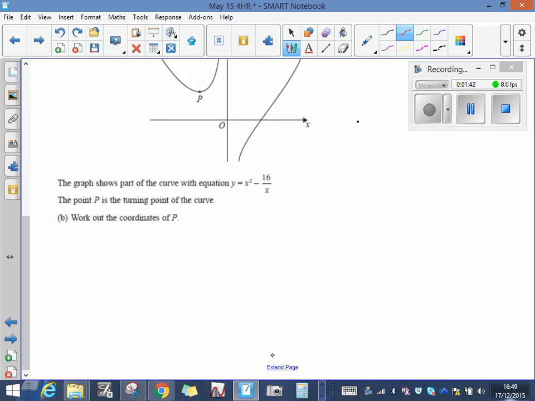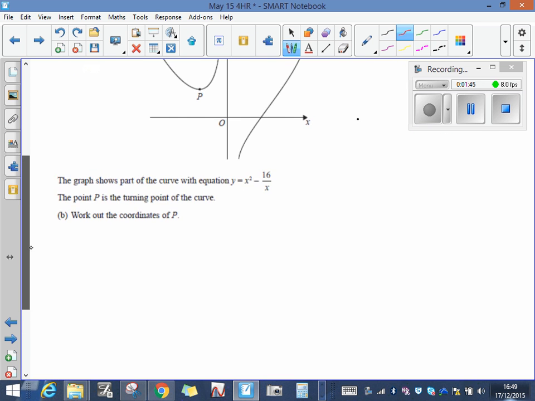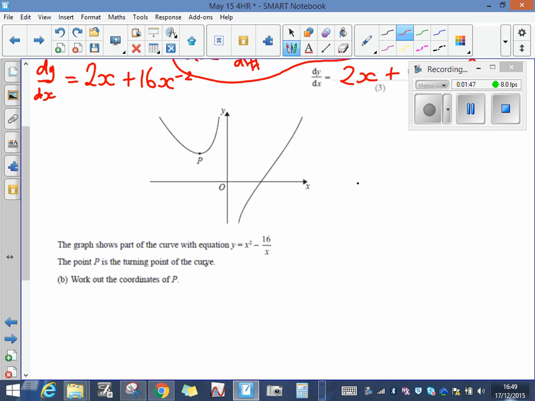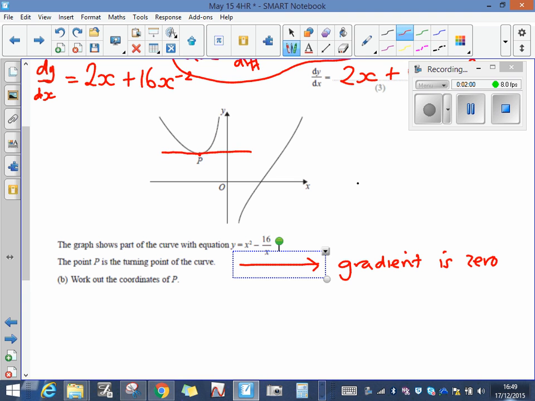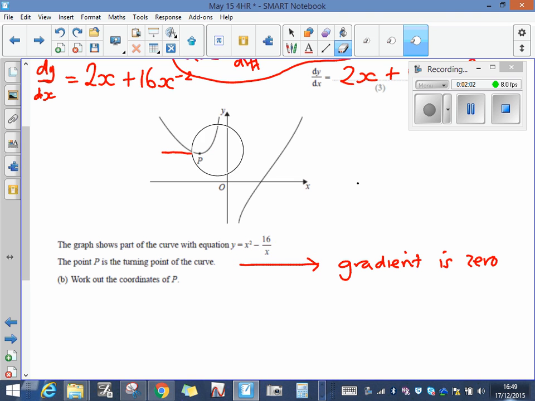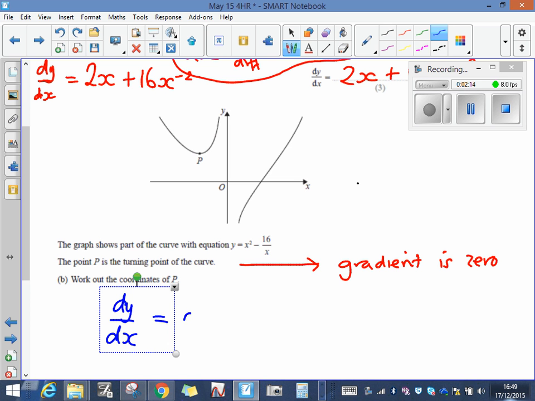Okay, right, next thing, they give us part of the graph, and they say that P is the turning point of the curve. Now, it's important to remember that for the turning point of the curve, the gradient is 0. The reason for that is if we were to draw a tangent to the curve at this point P, it would be horizontal. So the gradient of the curve is always 0 at a turning point. And we should also know that the gradient of the curve, in every case, is dy by dx. So dy by dx has to be 0.